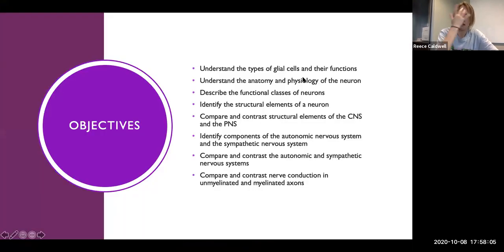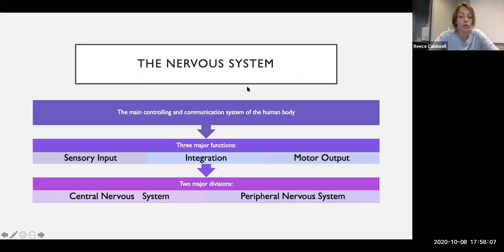So let's begin. The nervous system. What is the nervous system? The nervous system is the main controlling and communication system of the human body. So it's how our body communicates with itself. It involves three major functions, which are sensory input, sensing something, integrating it, deciding what to do with it, and then motor output, actually causing an action.